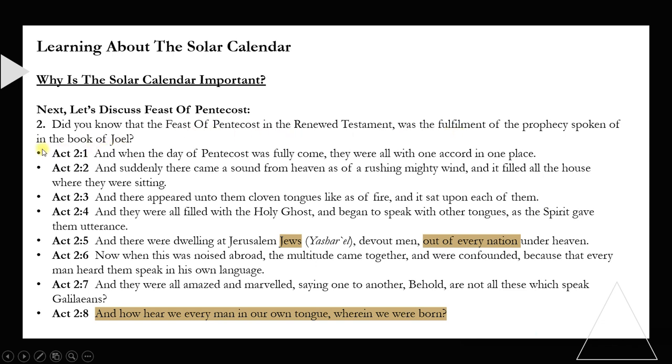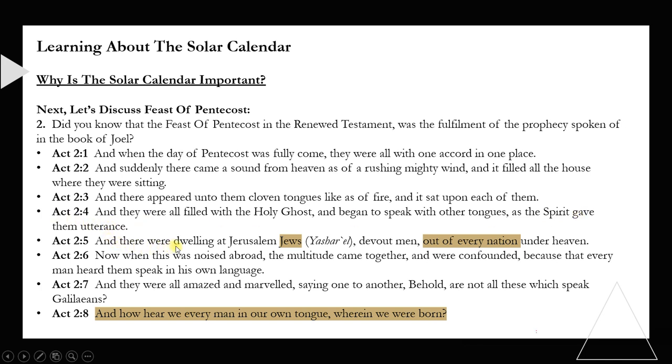We can begin reading it in the book of Acts, chapter 2, verse 1. And when the day of Pentecost was fully come, they were all with one accord in one place. And suddenly there came a sound from heaven as of a rushing mighty wind, and it filled all the house where they were sitting. And there appeared unto them cloven tongues like as of fire, and it sat upon each of them. And they were all filled with the Ruach HaKodesh, Holy Ghost, and began to speak with other tongues, as the Spirit gave them utterance.